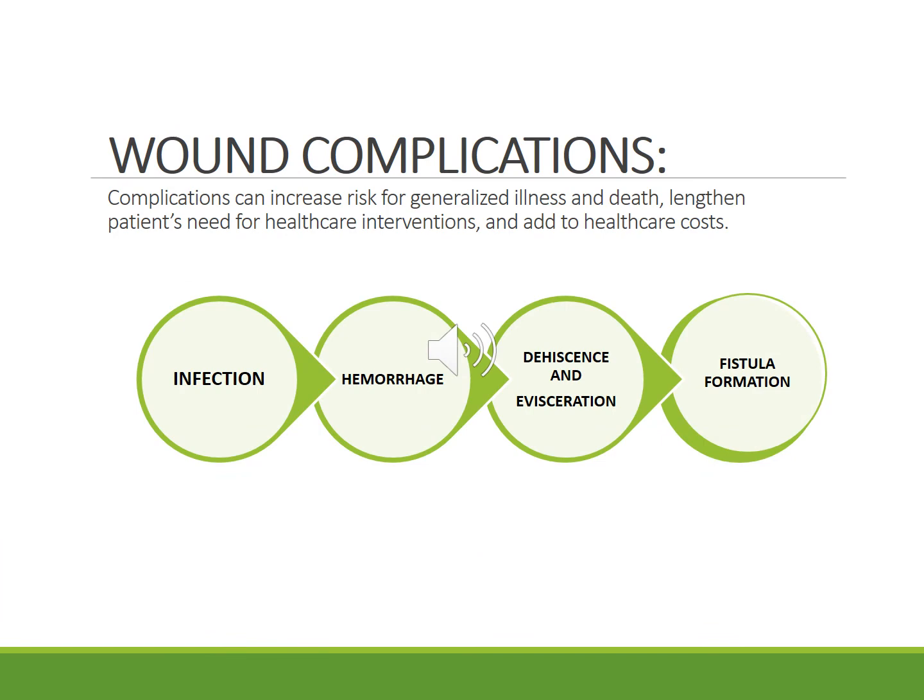So we've gone through the stages of our wound healing and all the factors that affect it. And now we're on to what our wound complications are. When we have complications from our wounds, this can increase risk for generalized illness and death. It usually lengthens the patient's need for healthcare interventions, and it can add to healthcare costs. And four that we're going to talk about through this PowerPoint are infection, hemorrhage, dehiscence and evisceration, and fistula formation.